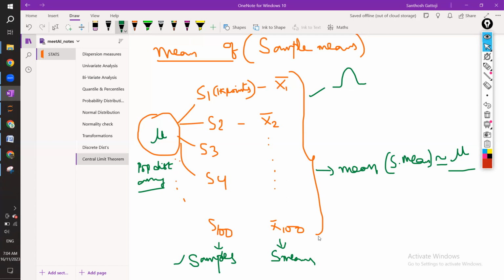Now this is again one single data set. X1 is just one value, X2 is just one value, but here S1 is a collection of 1,000 points. That point should be clear. S1 is a sample, X1 bar is just a mean.